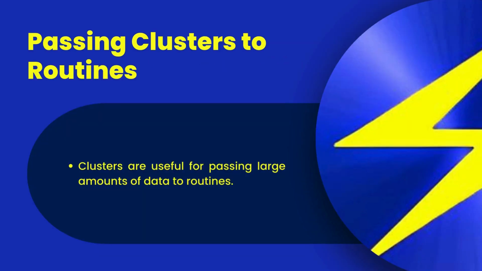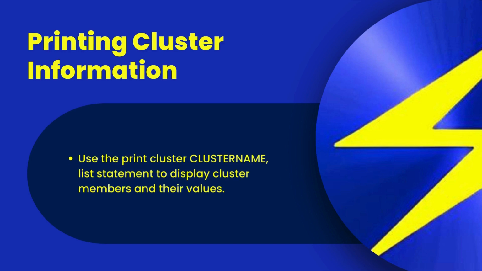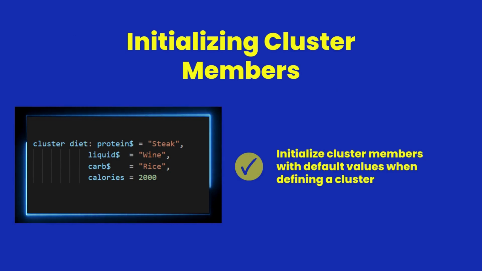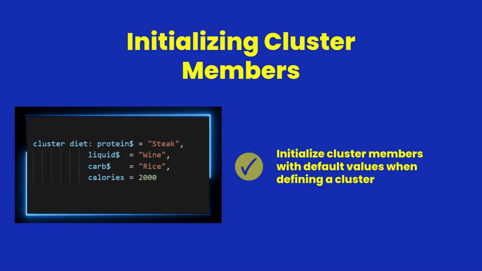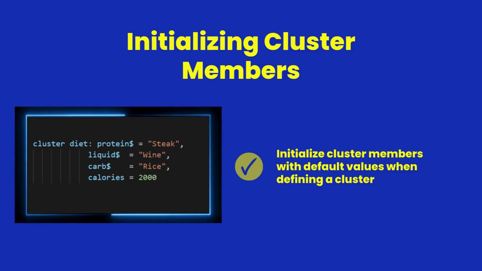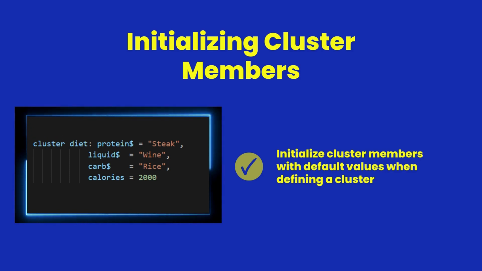Clusters are a great way to pass large amounts of data to routines. Instead of passing multiple individual variables, you can pass a single cluster, making your code cleaner and more organized. The print cluster name list statement shows the names of each cluster member and their values. This is useful for debugging and verifying the contents of your clusters. When first defining a cluster, you can specify initial values for its members. This simplifies the setup process and ensures that your clusters have meaningful default data.